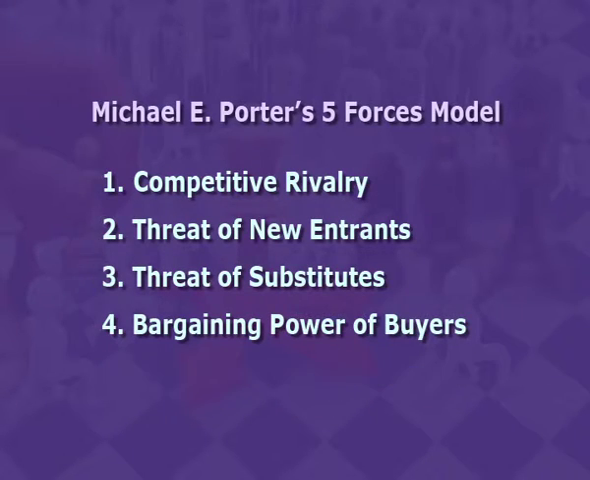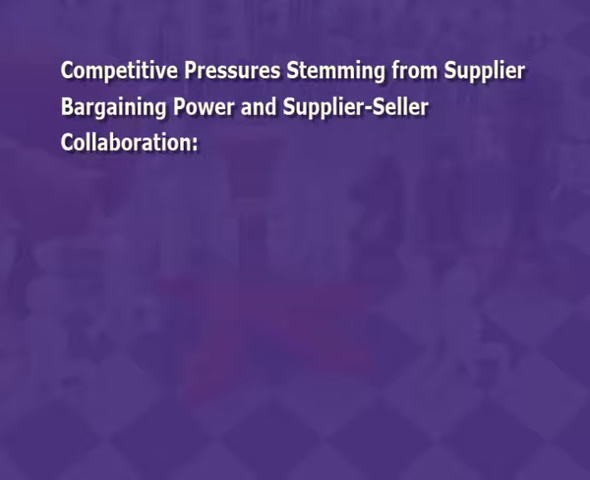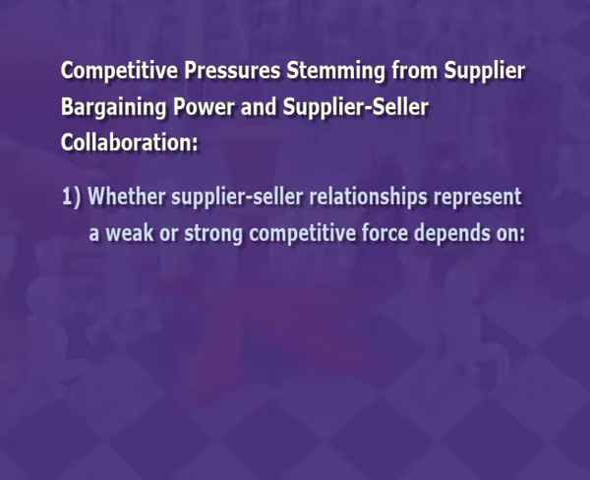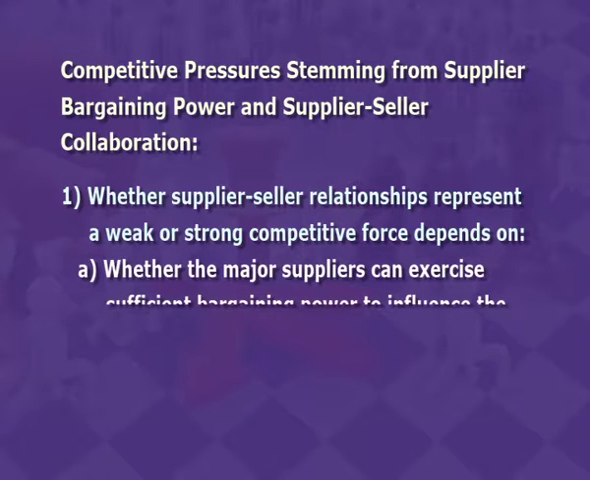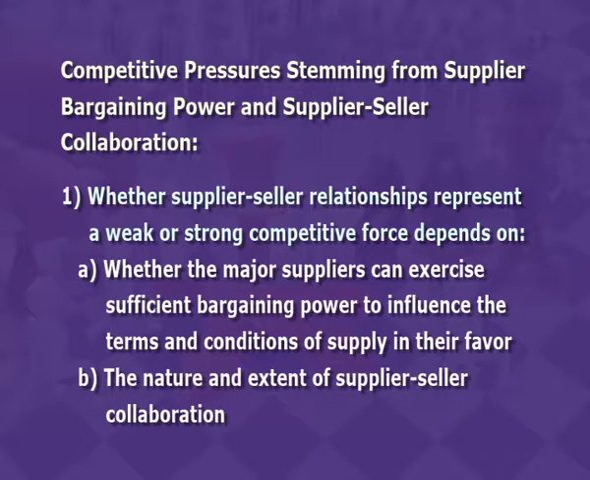Now, students, our fifth point is bargaining power of suppliers. Competitive pressures stemming from supplier bargaining power and supplier-seller collaboration. First, whether supplier-seller relationships represent a weak or strong competitive force depends on A. whether the major suppliers can exercise sufficient bargaining power to influence the terms and conditions of supply in their favor, and B. the nature and extent of supplier-seller collaboration.